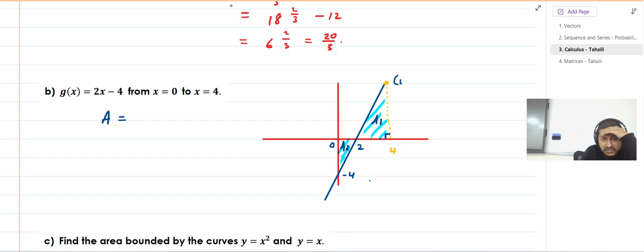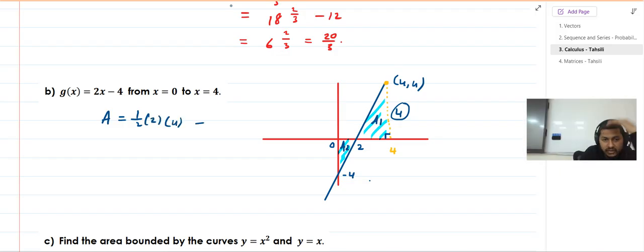So height is 4 and 4. Because if I substitute 4 here, 2 times 4 is 8, 8 minus 4 is 4. So the height is 4 there. So I will take half. What's the base from 2 to 4? The base from 2 to 4 is 2, and the height is also 4.